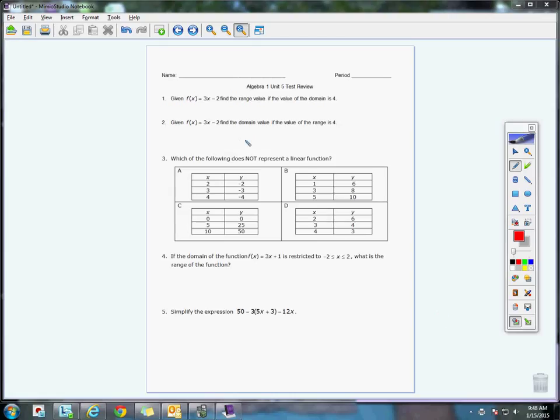So this is your Unit 5 test review. I'm going to try this again because I got halfway through and then everything decided to crash. So praying it doesn't happen this time.